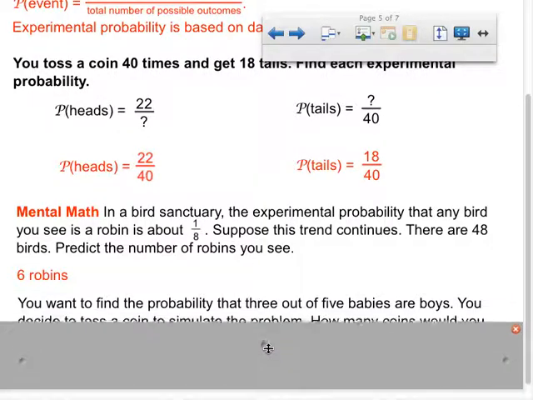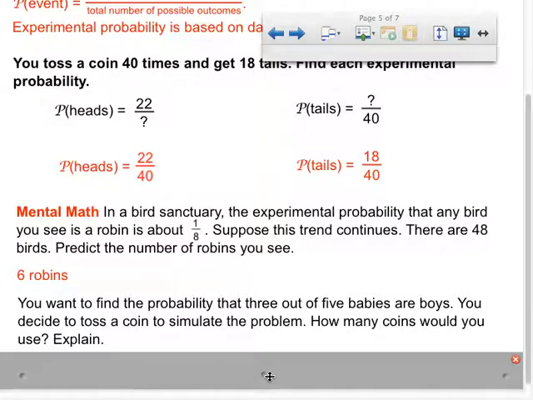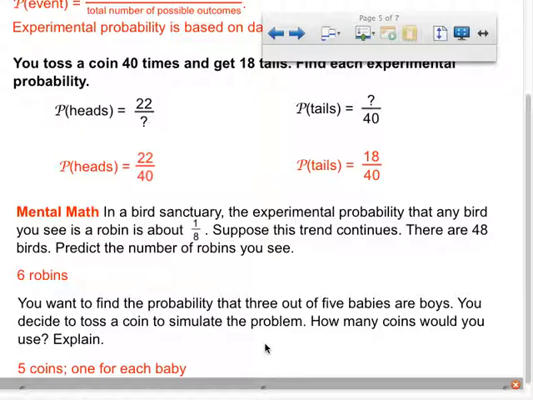Who's got this one? This one's a pretty easy one. You want to find the probability that 3 out of 5 babies are boys. You decide to toss a coin to simulate the problem. How many coins would you use? Explain. Kalila. Trinity, can you help her out? Why'd you say 5? That's the total number of tries. Not tries. What did the coins represent? Babies. Babies. 5 coins, 1 for each baby.